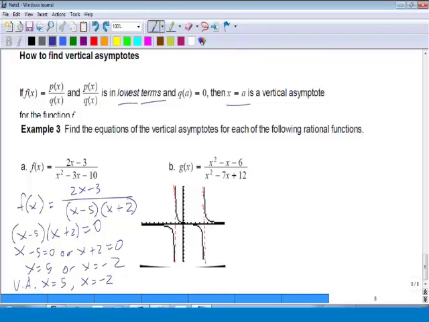The B part. Factor the numerator: (x minus 3)(x plus 2). Factor the denominator: (x minus 3)(x minus 4). Is this one in lowest terms?